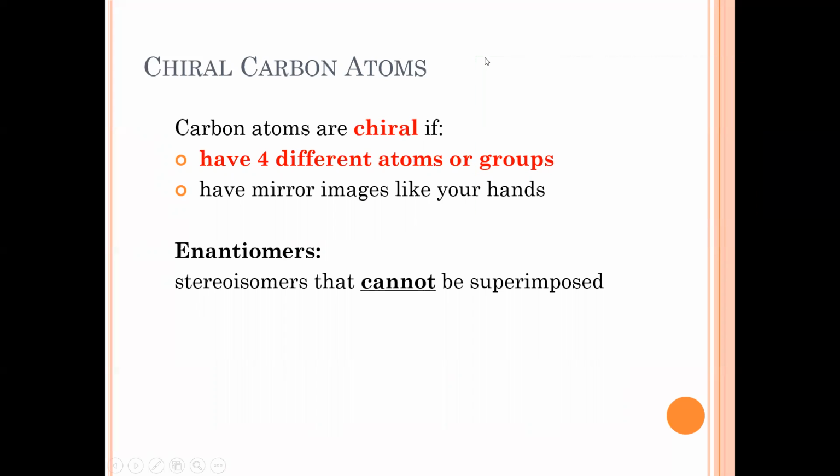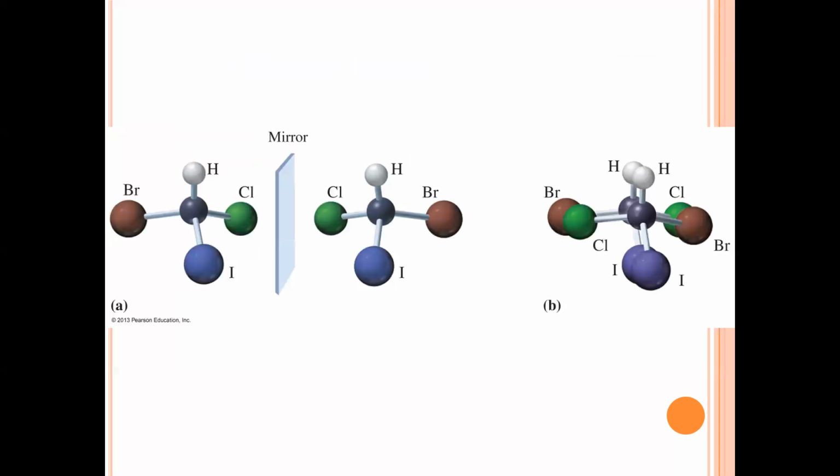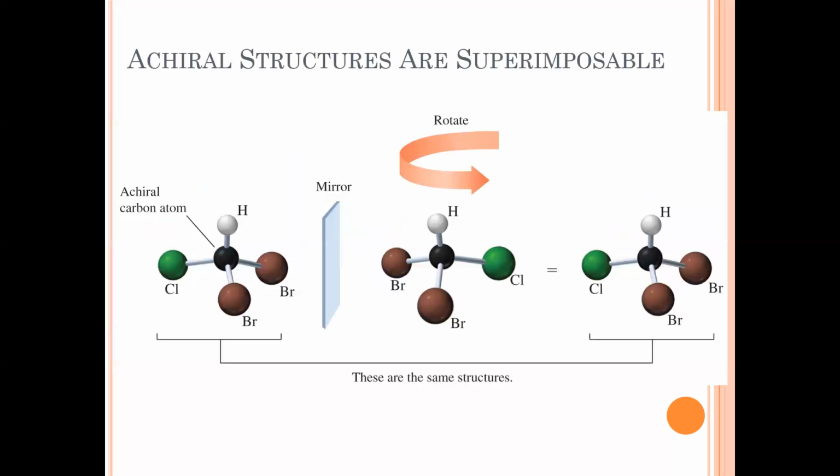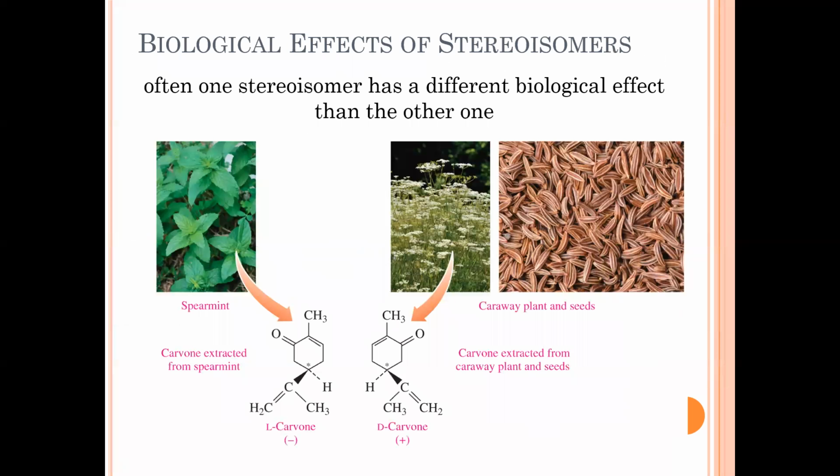The other word I would like you to know is an enantiomer. And an enantiomer is a stereoisomer that we cannot superimpose. It's like the same word as a stereoisomer. These are just showing you images, how we can't superimpose them. So if you have 4 different groups, then you are considered chiral. If you have 2 of the same groups, then you could eventually superimpose them.